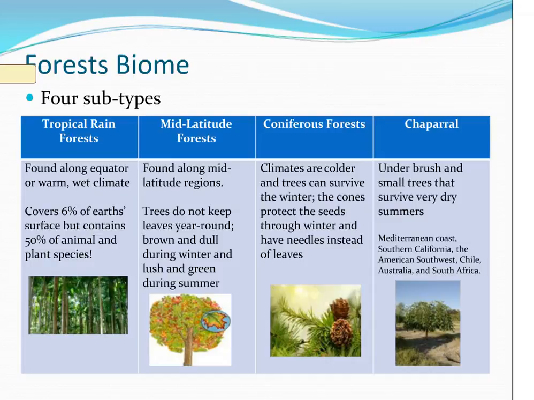Next, we have the mid-latitude forest, and mid-latitude forests are also known as deciduous forest. They're found in the mid-latitude regions, and the trees do not keep the leaves year-round. They turn brown and dull during winter and lush and green during summer.